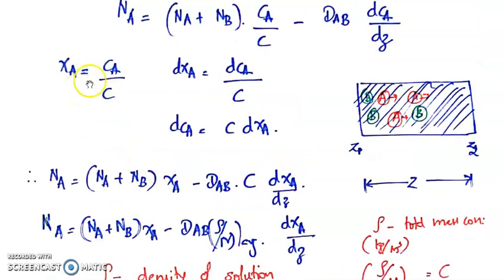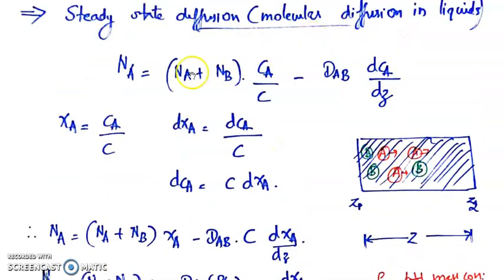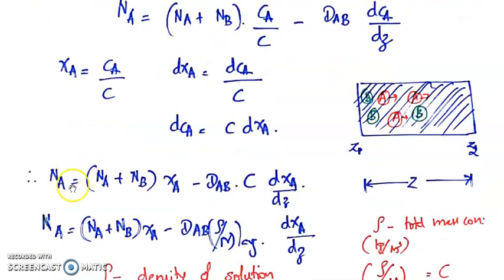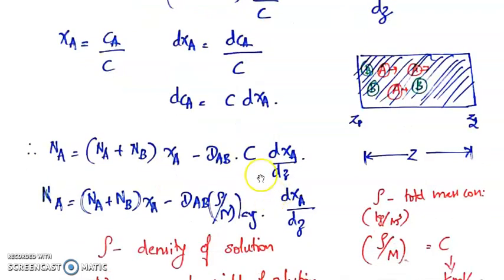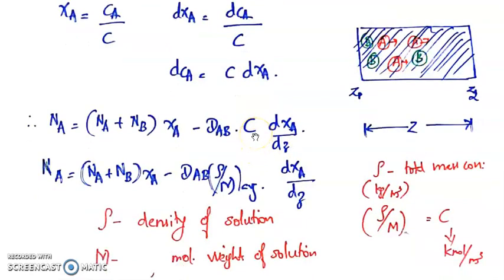Mole fraction XA is equal to CA by C. Take the derivative of XA with respect to CA to get dCA. dCA is equal to C into dXA. Let us replace dCA in the equation for flux NA. So NA is equal to (NA plus NB) into XA minus DAB C dXA by dZ. Here C is the total concentration. We can substitute for C if we know the total mass concentration.